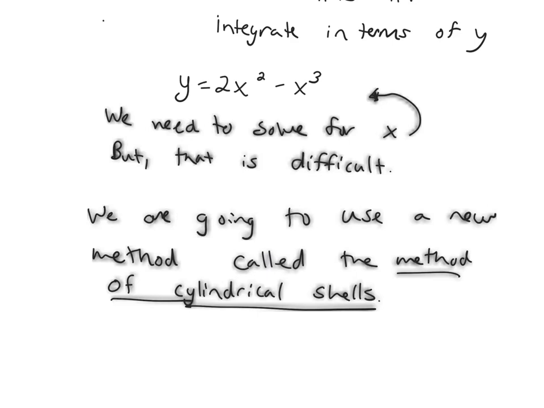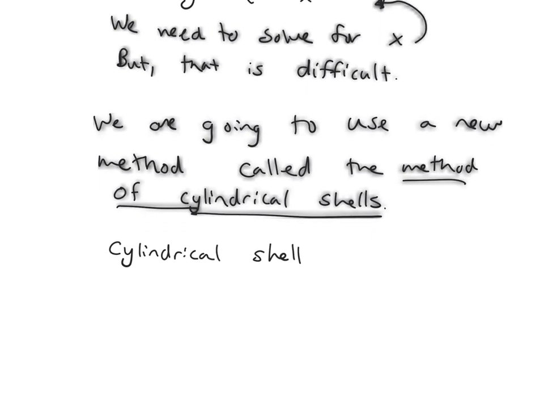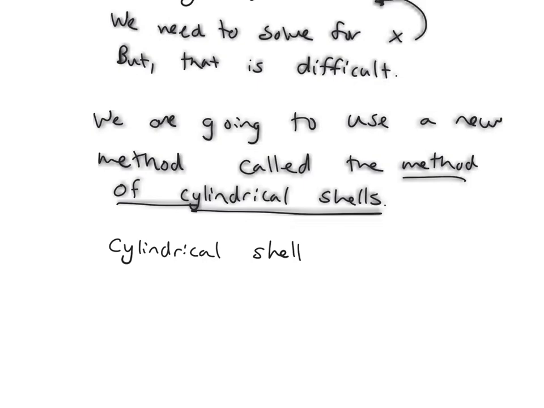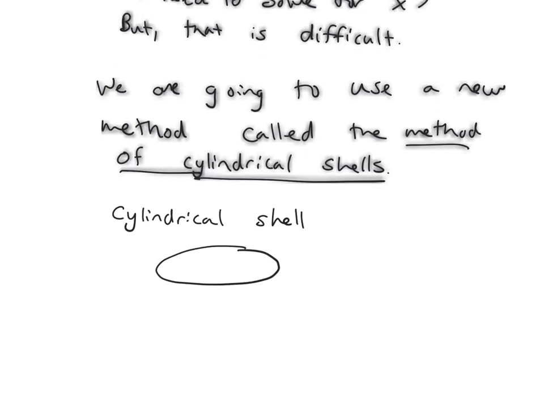So let me start by telling you what a cylindrical shell is, what it looks like. So, cylindrical shell is essentially an object. I'm going to do my best to draw this picture for you. It's a cylinder, a circular cylinder. But it's a very thin circular cylinder.